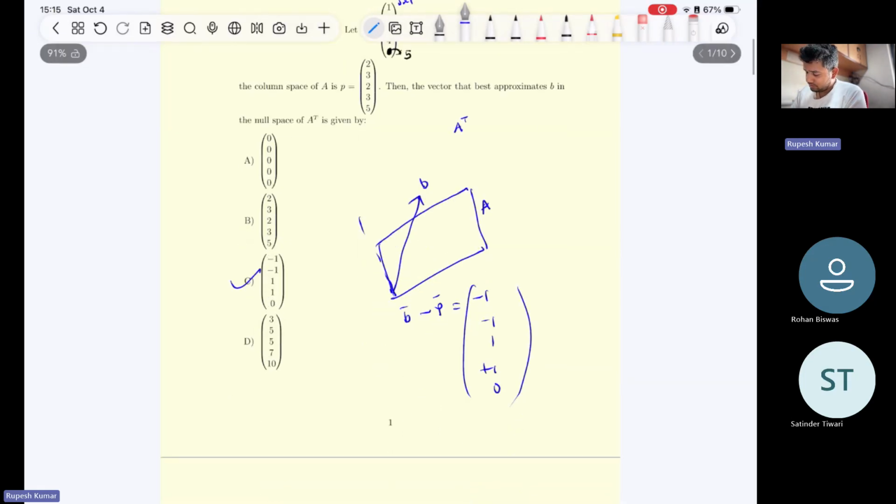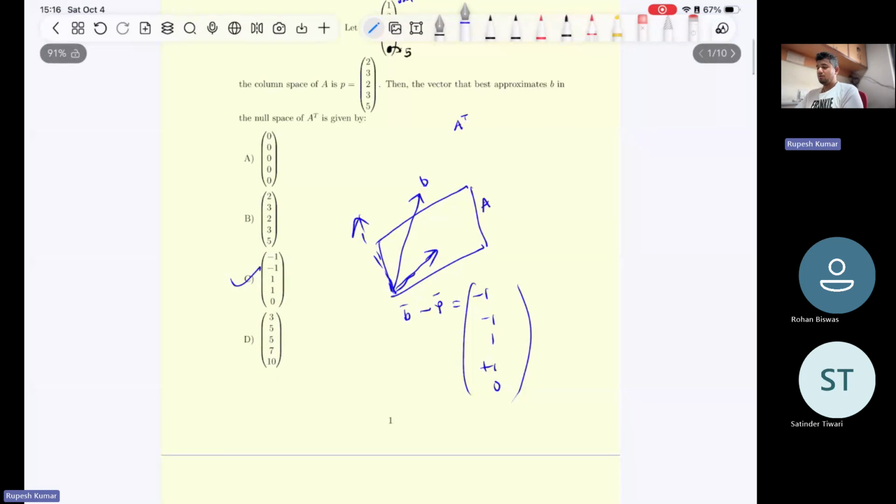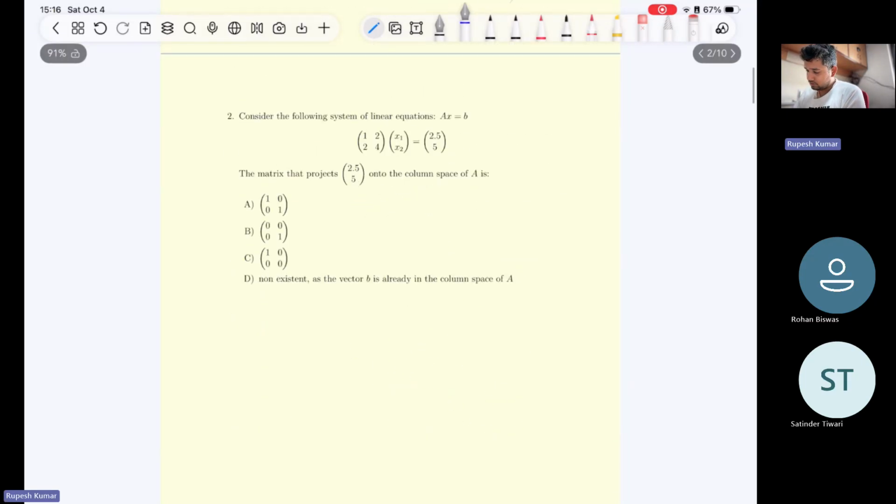B can be written as something in the column space of A plus something in the null space of A transpose. The question asks for something orthogonal to the column space of A, and what is orthogonal to the column space of A is the null space of A transpose, right? Does anyone have any doubts? No, right? So let's proceed with the next problem.